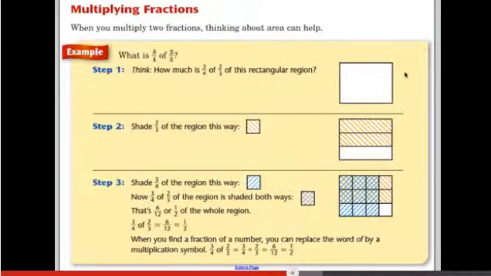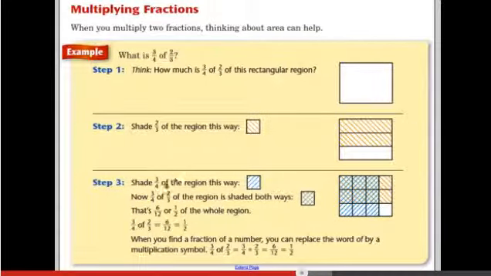Okay, so this is my whole box. Here's how I can do this. I can shade 2/3 of the region this way. So I'm going to make thirds going in this direction, and I'm going to shade 2/3. So now I've shown 2/3.